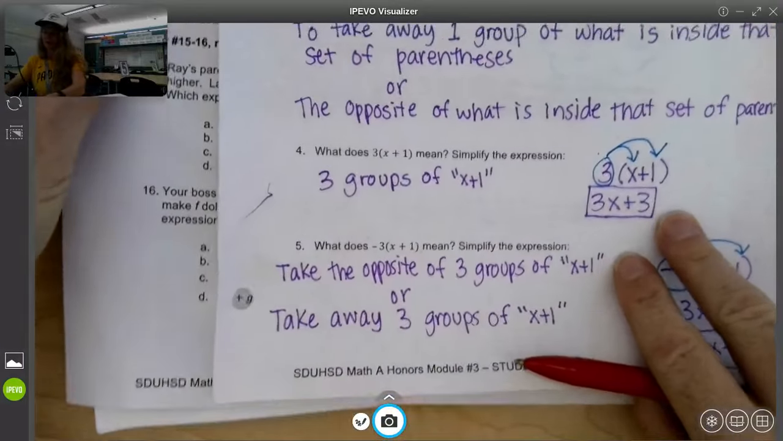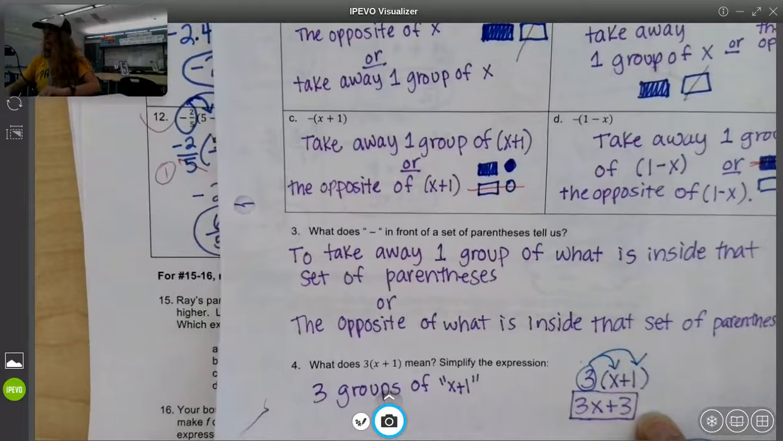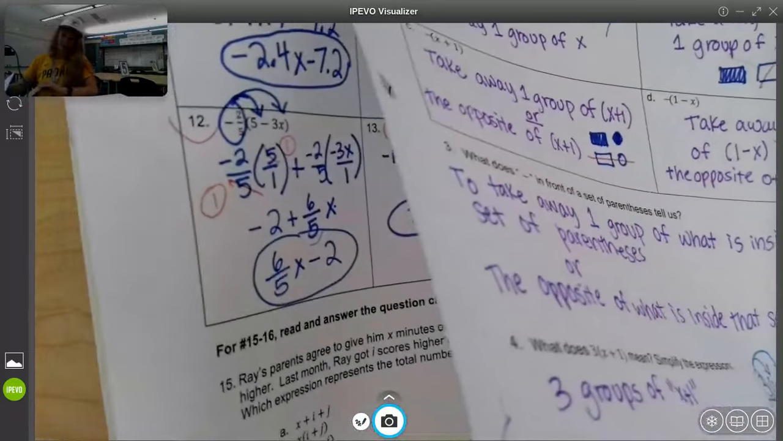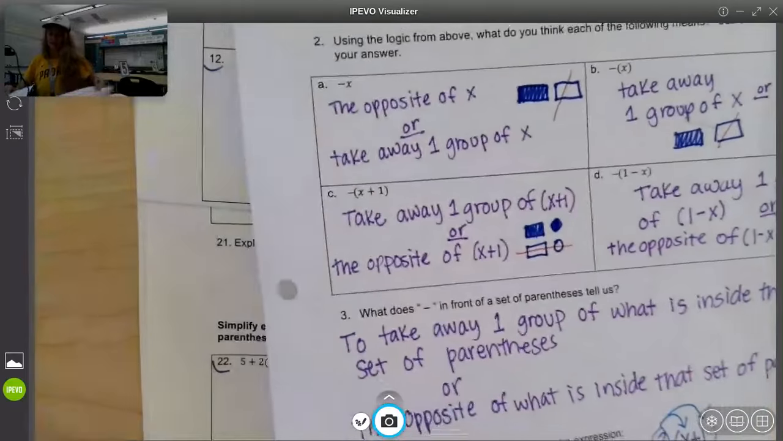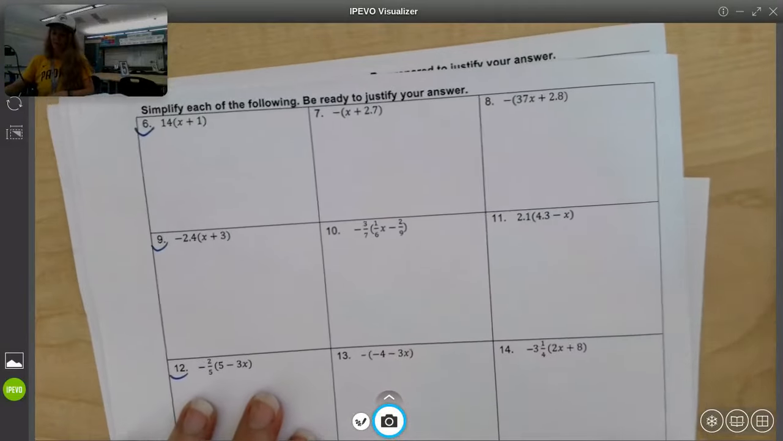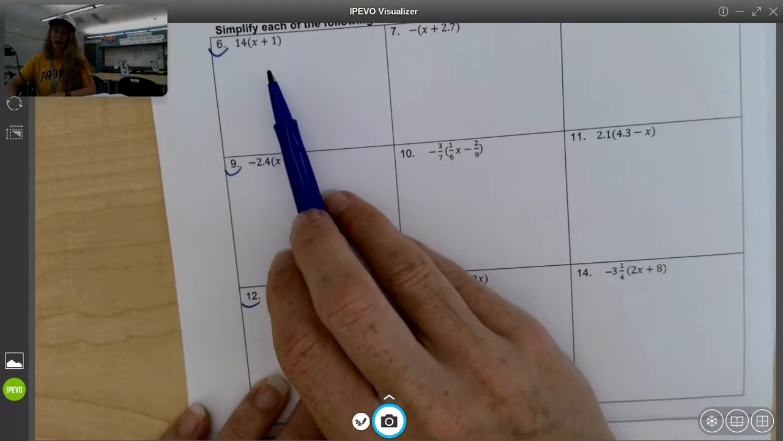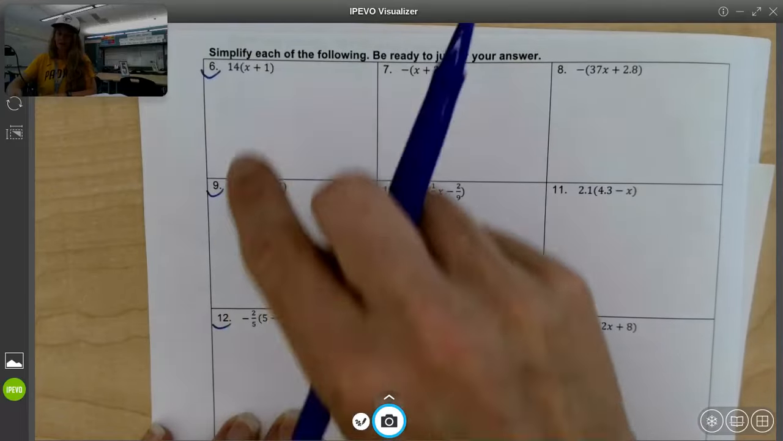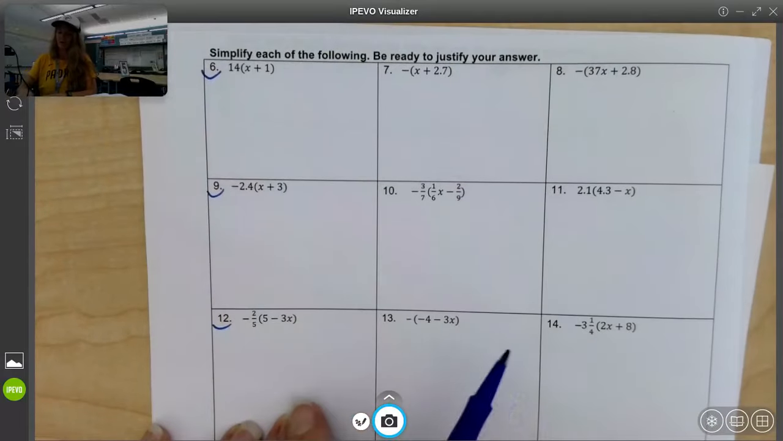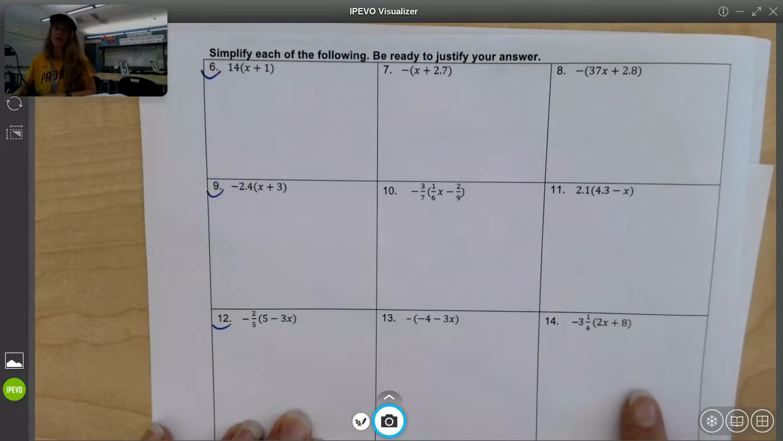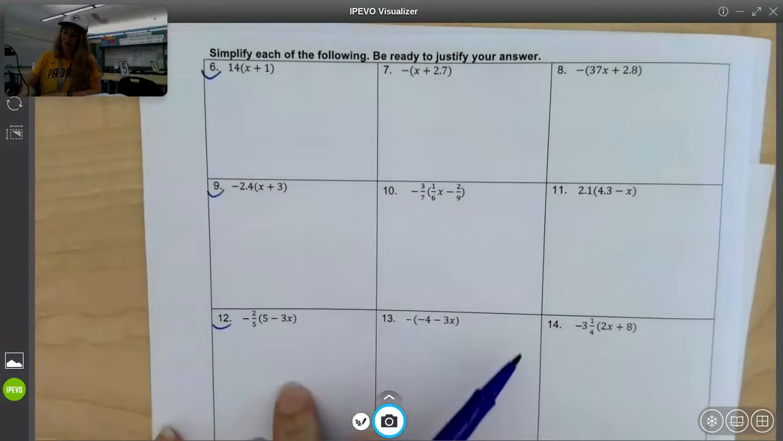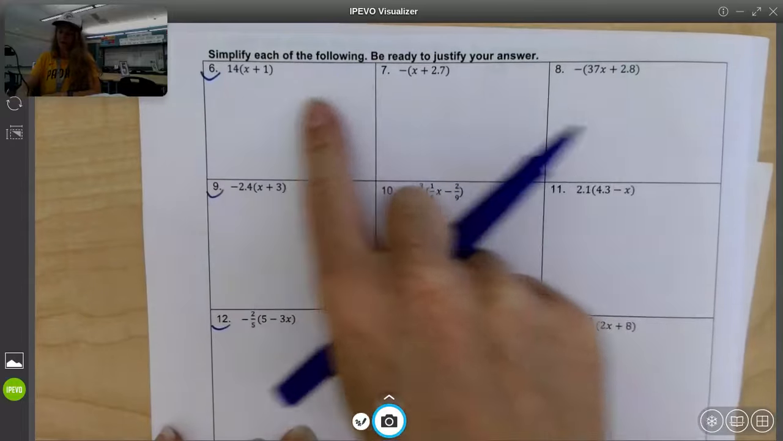So next problems, what we're going to be looking at is simplifying each of the following and be ready to justify your answer. I'm going to do 6, 9, and 12, this column, with you, and you're going to do the other problems on your own, and we'll check in together. Remember, columns go up and down, rows go side to side.